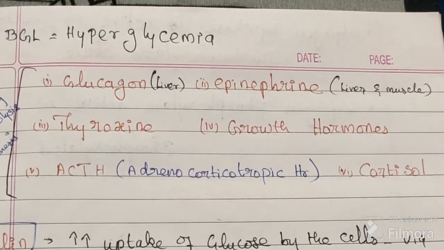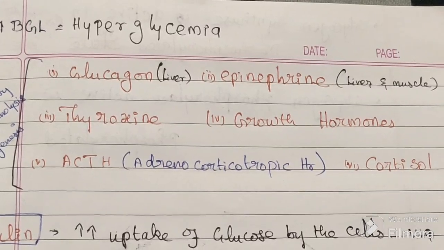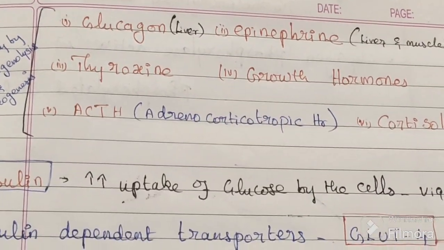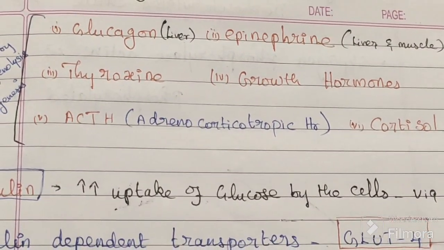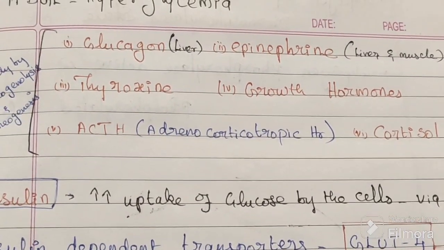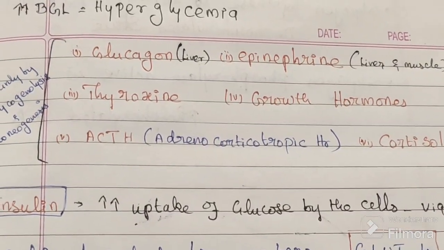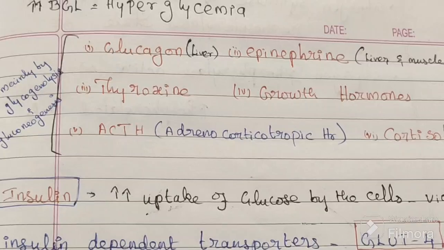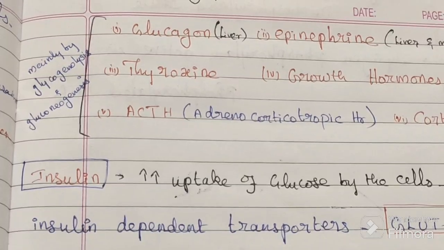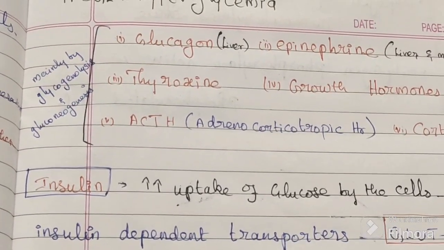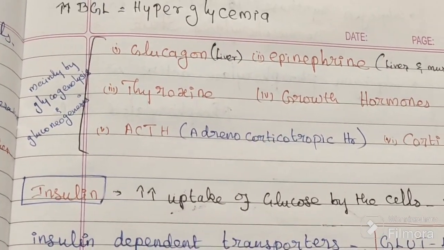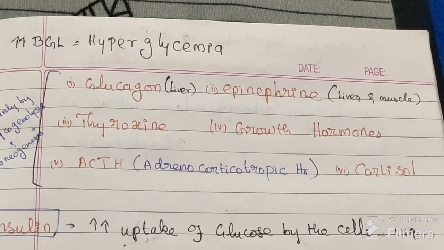These hormones: glucagon mainly in the liver, epinephrine in the liver and muscles, then thyroxine, growth hormone, adrenocorticotropic hormone, and cortisol contribute to increasing blood glucose level mainly by increasing glycogenolysis, the breakdown of glycogen into glucose, and they stimulate gluconeogenesis, the formation of glucose from non-carbohydrate precursors.